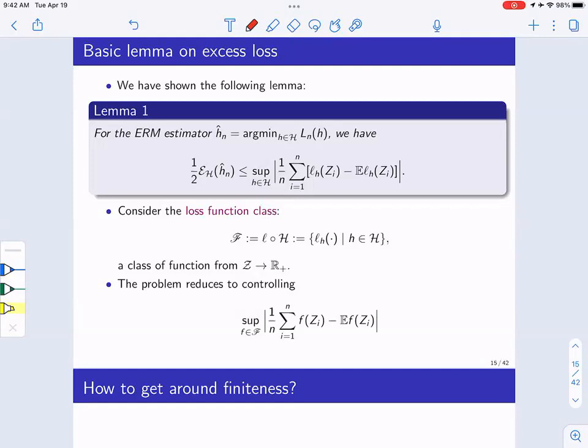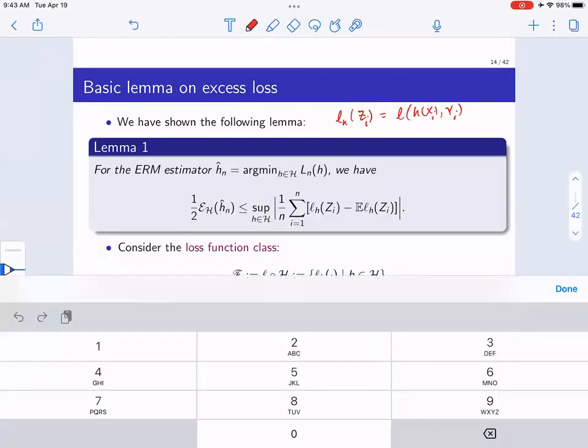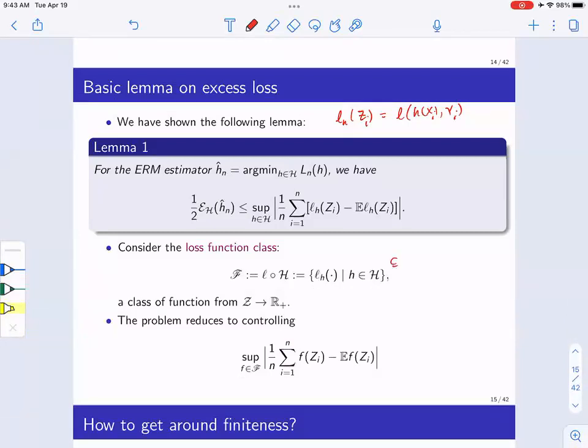So if I define this loss class, recall that L_h of Z was L of h of X and Y. So this is evaluating the loss; it has the loss and the function itself, like a composition of the loss and the function. If I define the loss class, the function class, to be the set of all these L_h as h varies in H, this gives me a new class of functions. It is a subset of functions from X to R, or R plus if you want. The function h itself is from capital X to Y.